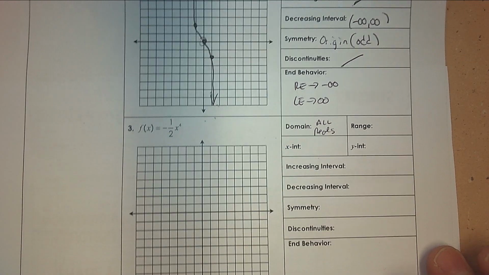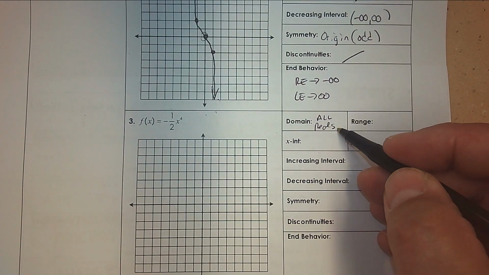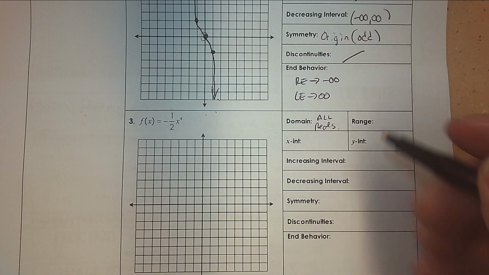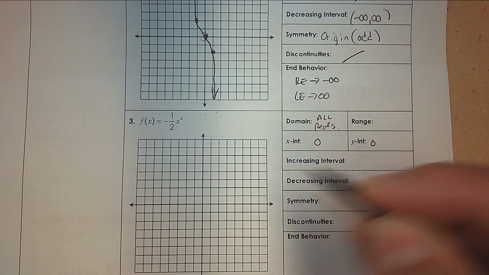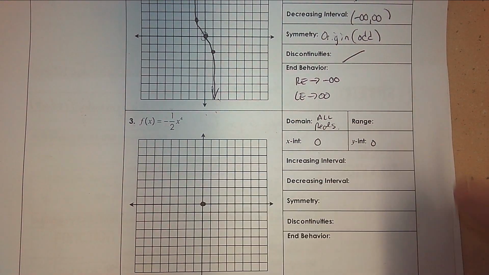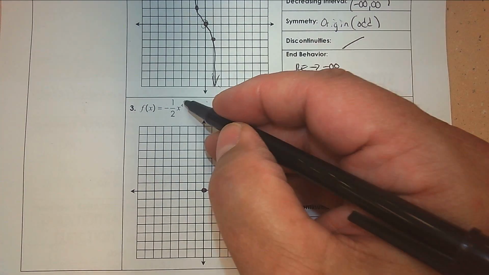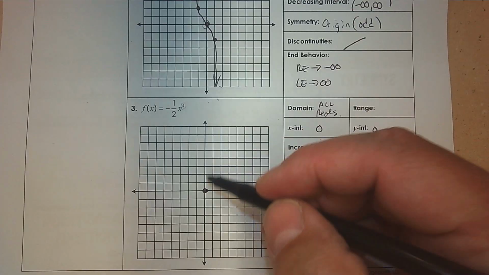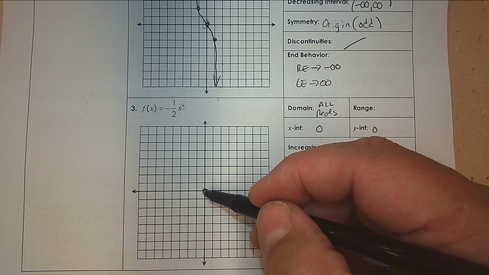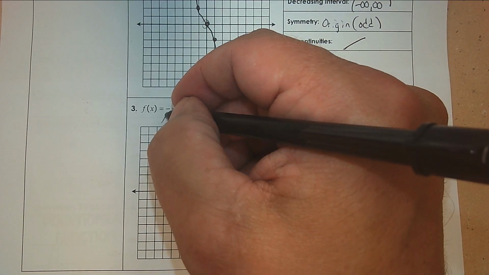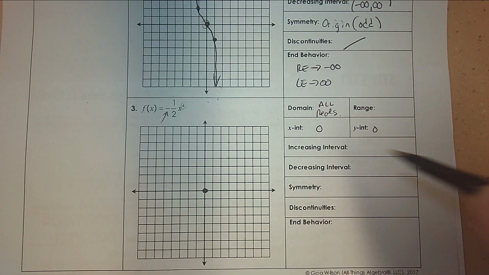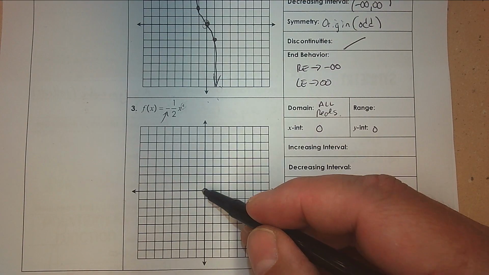All right, let's try number 3. So the domain is all reals. Let's see if we can graph this. So again, our intercepts are at 0, 0. What direction is this going? Well, if I see an even exponent, it either means both ends are going up forever or both ends are going down forever. The other indicator is the negative. So with a negative and an even exponent, both ends are going down forever.